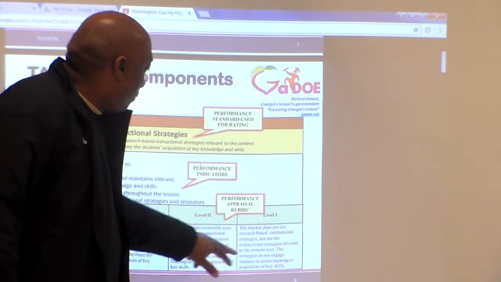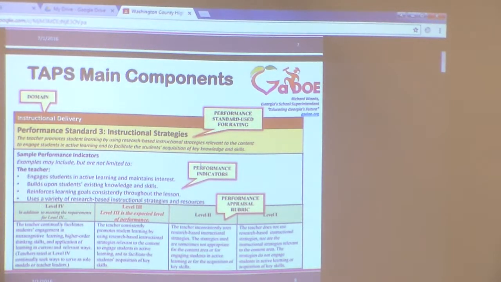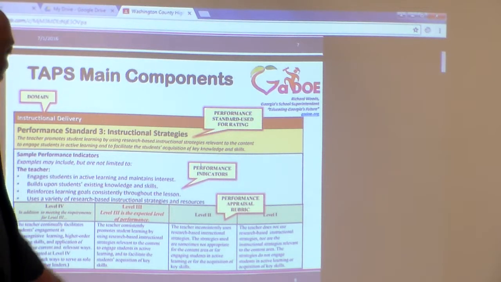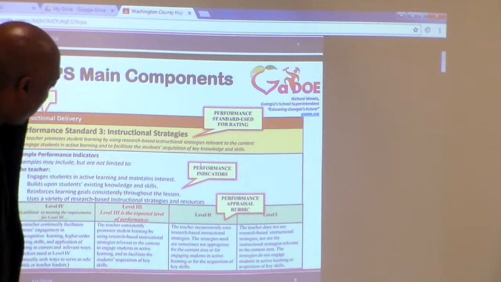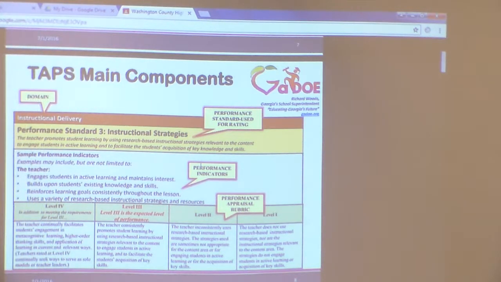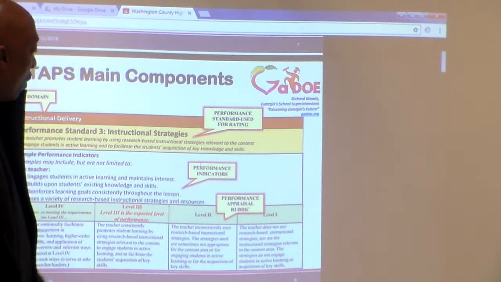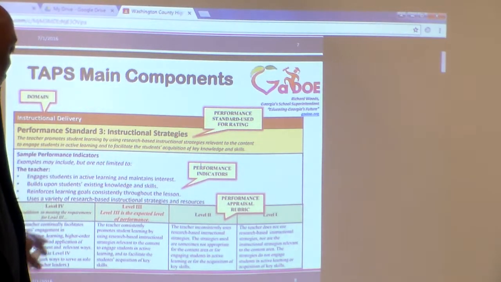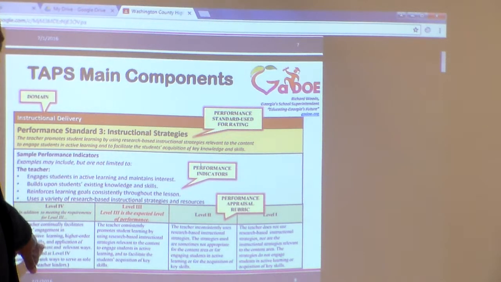All right, and when you go to the rubric, I can click up the rubric. They'll say this is the expected level of performance right here, 3. Teacher consistently promotes students' learning by using research-based instructional strategies relevant to the content to engage students in active learning and to facilitate the students' acquisition of key skills. That's the rubric. Or we can say they inconsistently do it, or they don't do it at all. Level 4 is when they're doing it and they're teaching others how to do it as well.